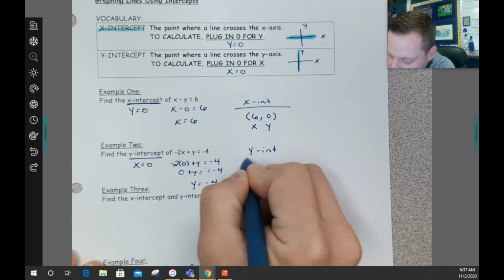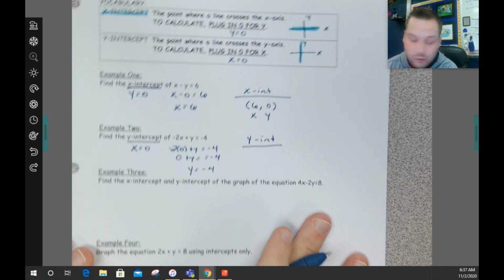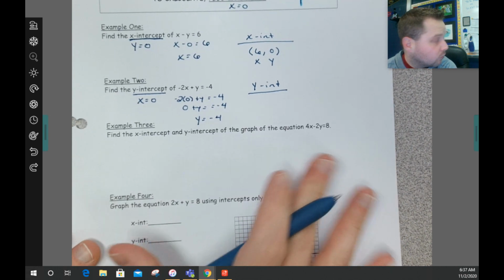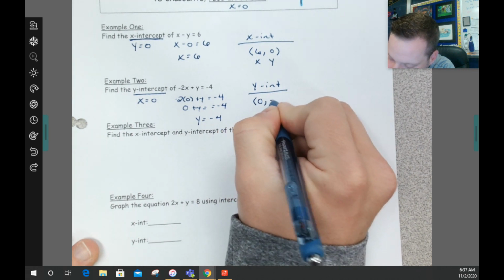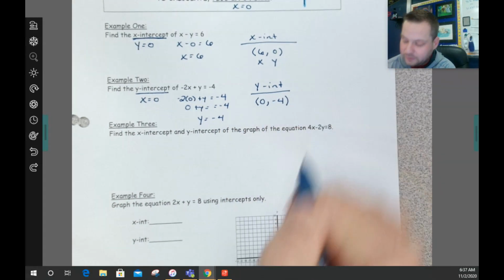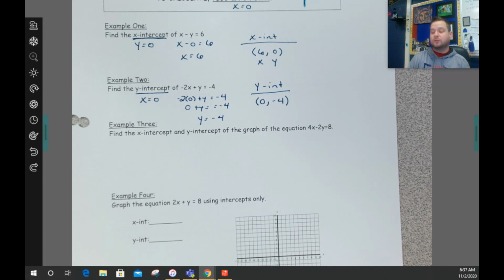Once again, get in the habit of writing as an ordered pair. So our ordered pair, we know that for a y-intercept, x is 0. And then we're just going to write the y value down at the end. So our y-intercept for example 2 would be 0, negative 4.